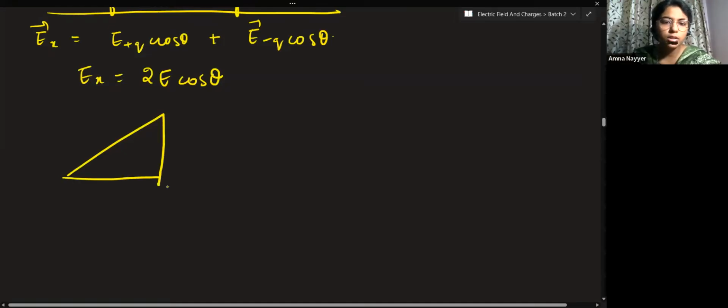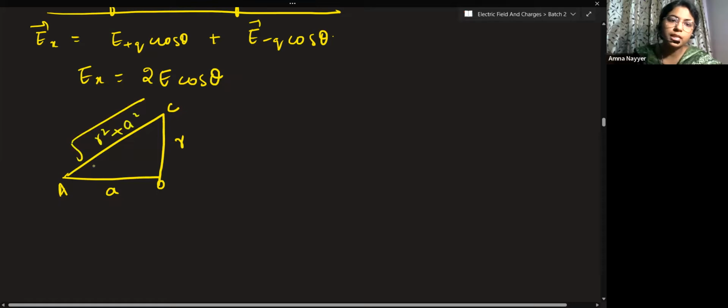This was your point O, this was your point A, and this was your point C. C is the point we are calculating. This is your R, the separation from the center of the dipole to the point. Half of the dipole length is taken as A. This separation is under root R square plus A square, and this was your theta. So in triangle AOC, just tell me what will be cos theta.